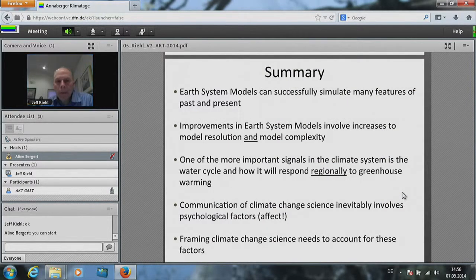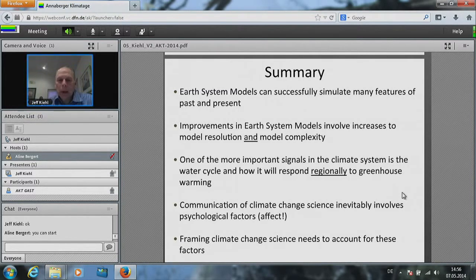So in summary, Earth system models can successfully simulate many features of the past and present climates. I didn't have a lot of time to show you that, but that's the success story of these models. Models continue to improve both in terms of resolution and complexity. One of the more important signals in the climate system that we're looking at now in terms of the water cycle is how it will respond regionally to greenhouse warming, and in particular, how atmospheric rivers contribute to extreme precipitation.